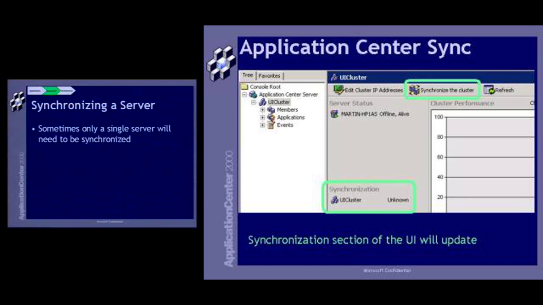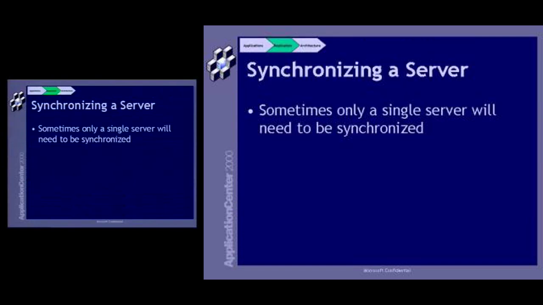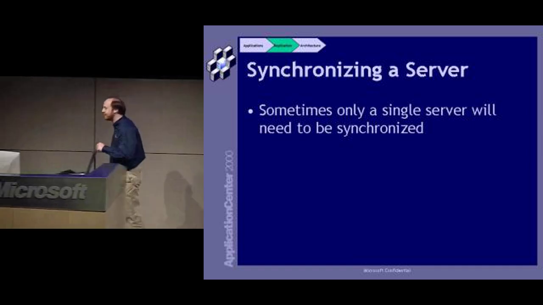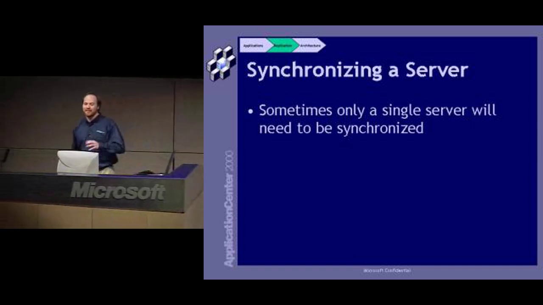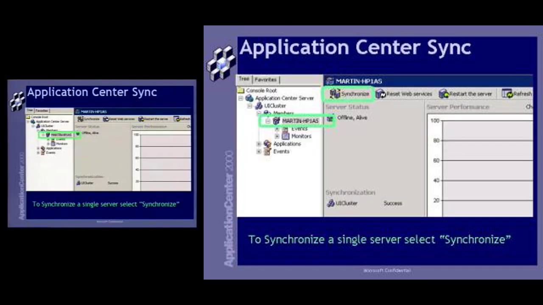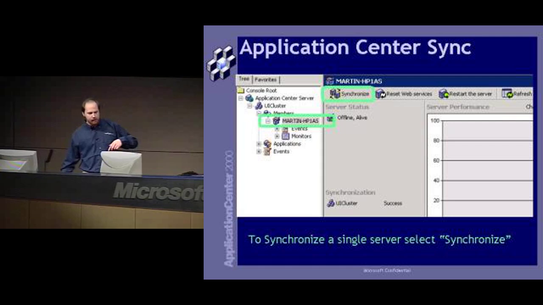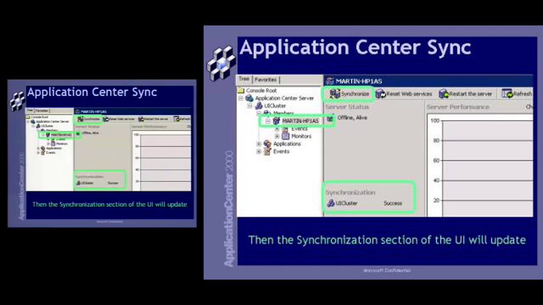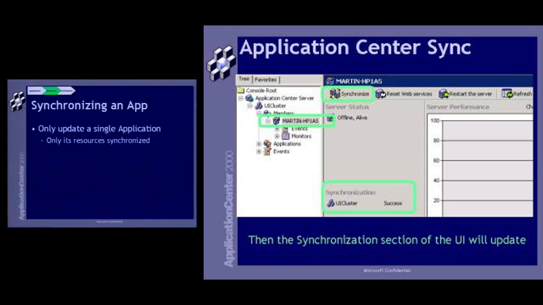Now, sometimes you don't want to do this across all the machines in your cluster. Sometimes you just want to do it to one machine because you know that someone just messed with one particular machine and you want to fix it. So you can do that too. You just select the machine in the scope pane, the left-hand pane up here, and then you click Synchronize, and it will synchronize from the cluster controller to that one machine, which saves you some bandwidth and stuff like that. Then, of course, the Synchronize section will also update for this too.